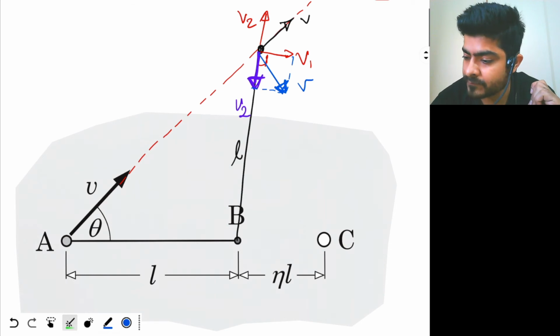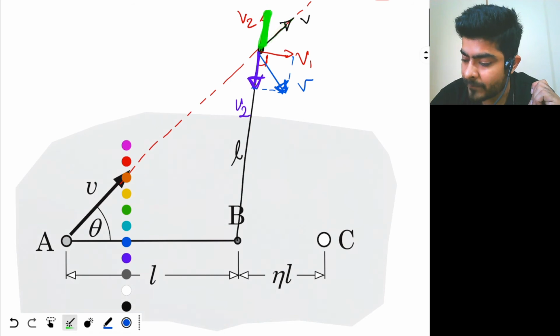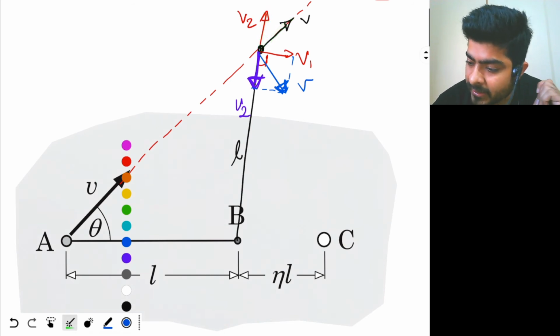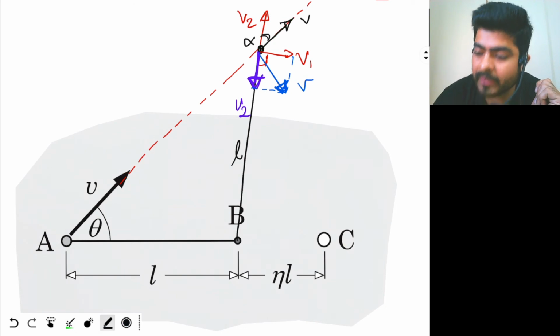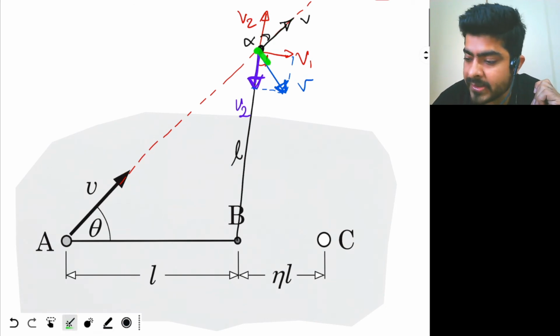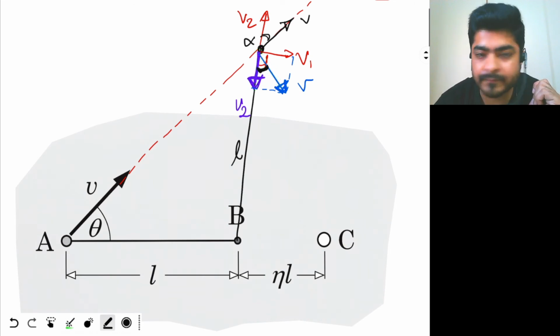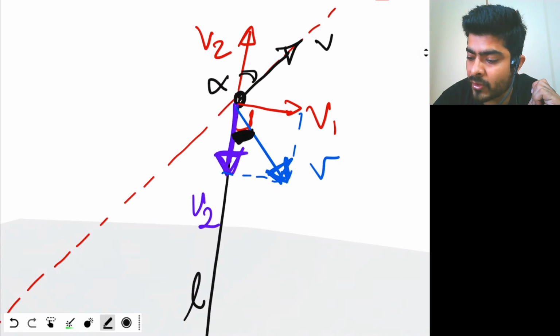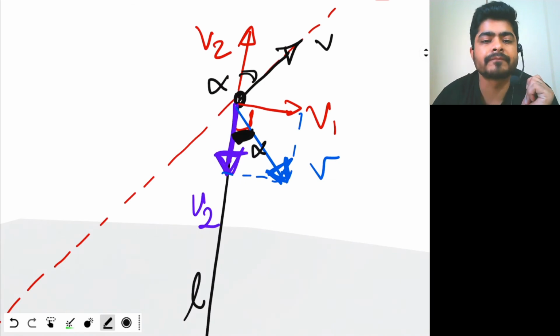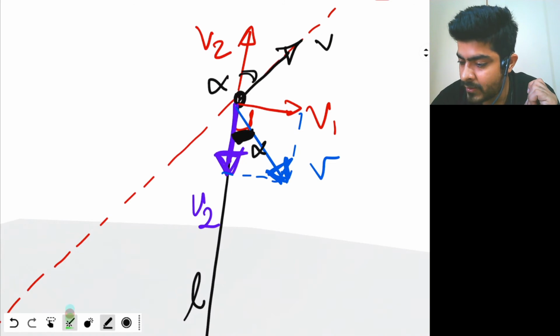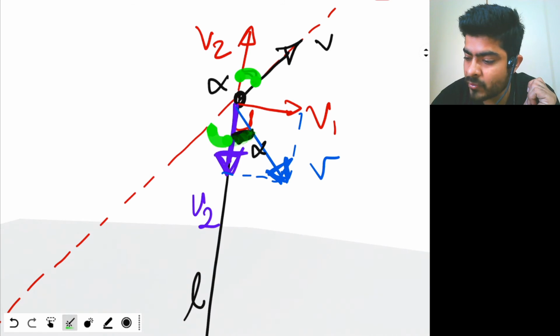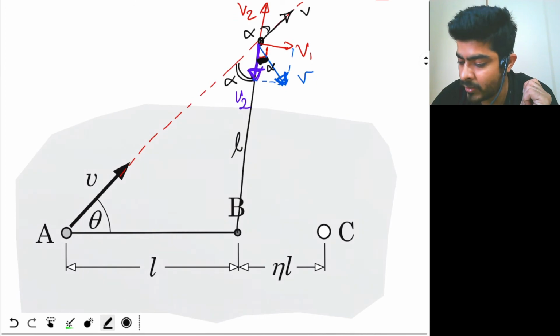One more thing. This is V and this component is V2. Let's say that this angle over here is alpha. Then this is velocity V, this component is V2. So this angle over here should also be alpha. This angle is alpha, this angle is also alpha, and these two are opposite angles, so this angle will also be alpha.